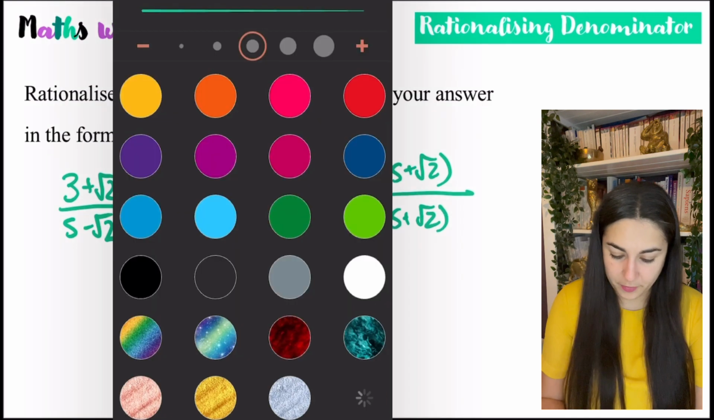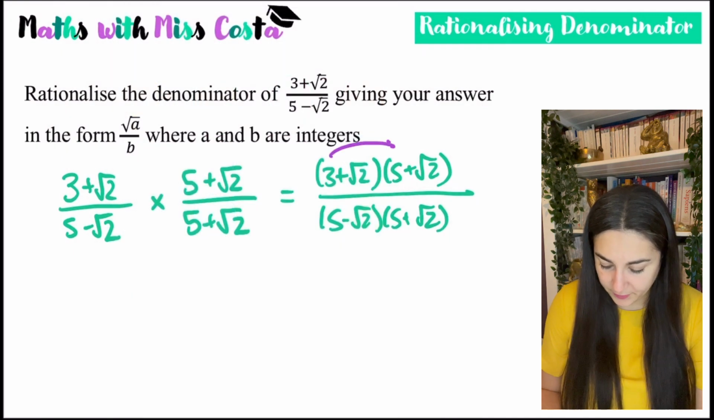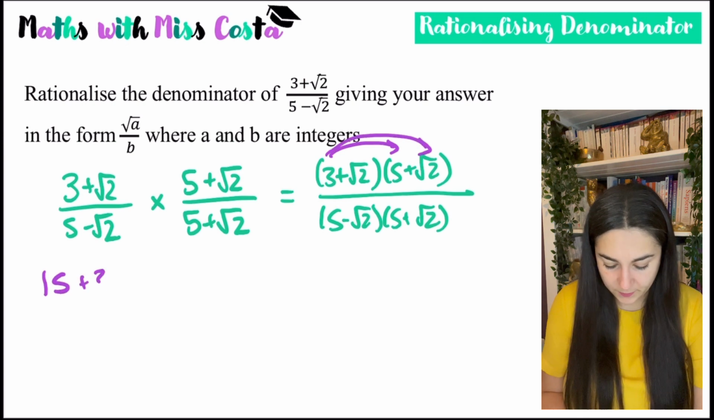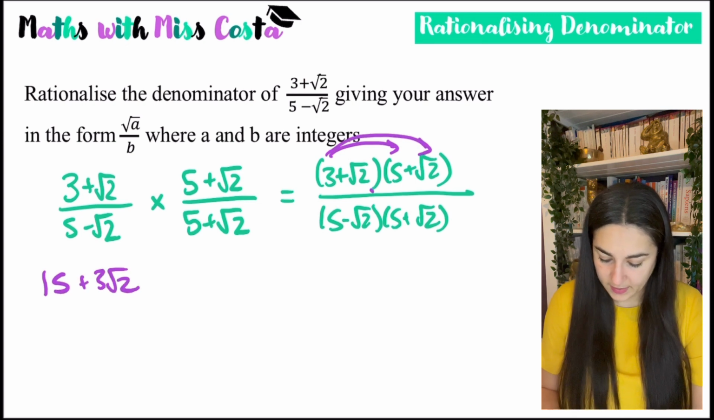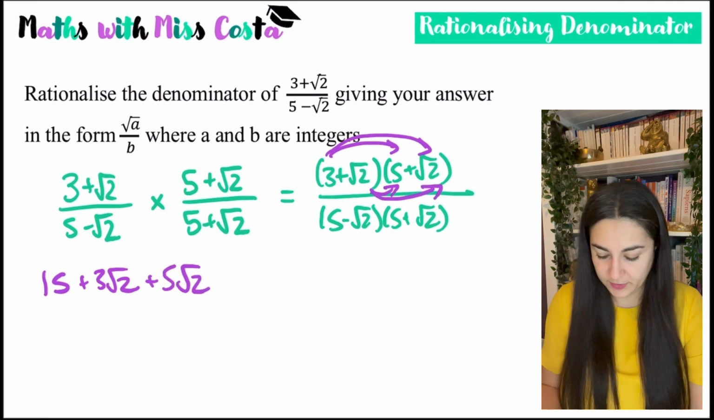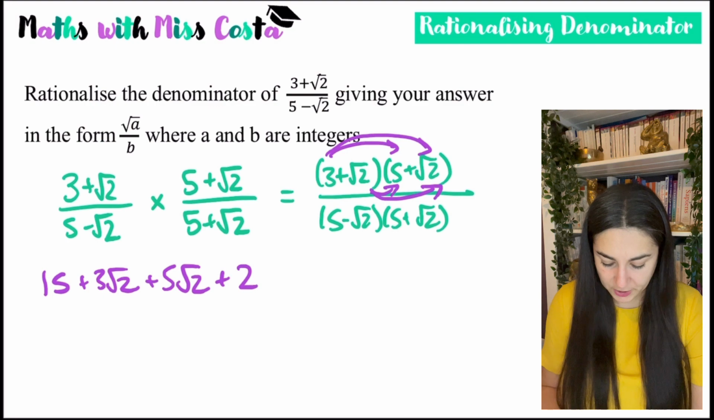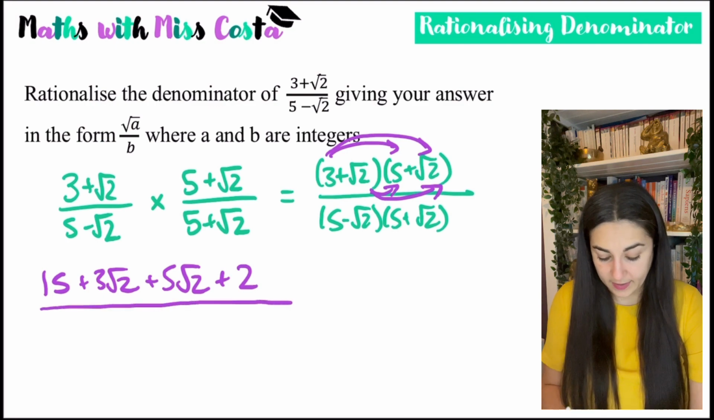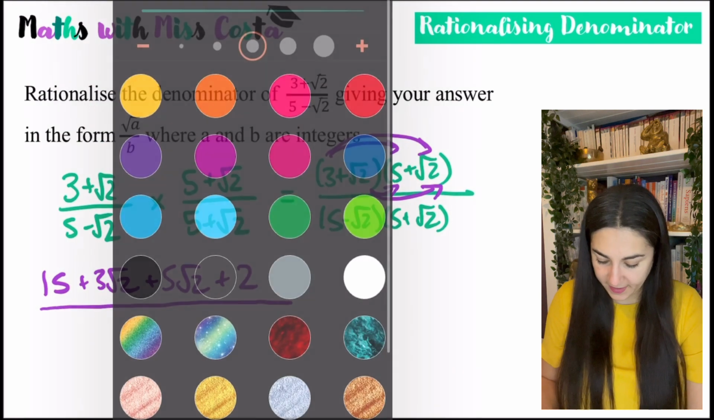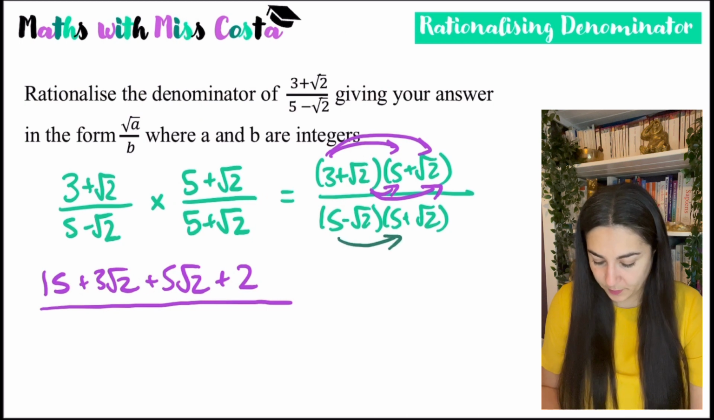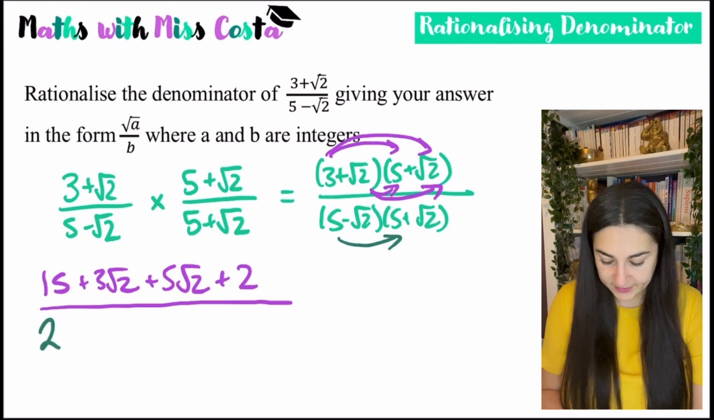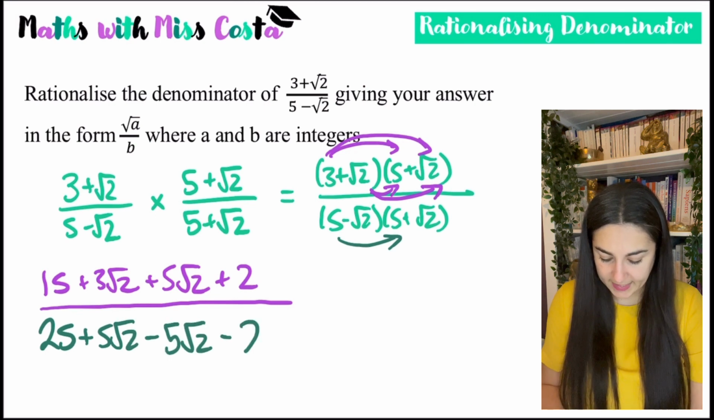So let's do the top bracket first. So 3 times 5 is 15. 3 times root 2 would be 3 root 2. Root 2 times 5 would be 5 root 2. And root 2 times root 2 is just going to be 2. And I can see already how I'm going to simplify that. But let's do the denominator. So 5 times 5 is 25 plus 5 root 2. Take 5 root 2, take 2.